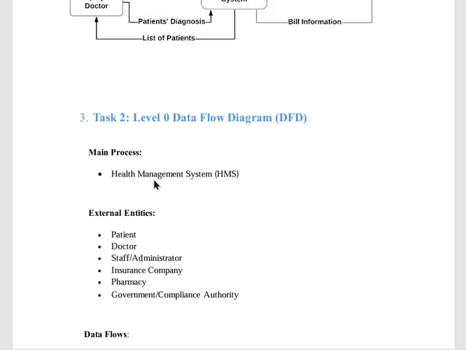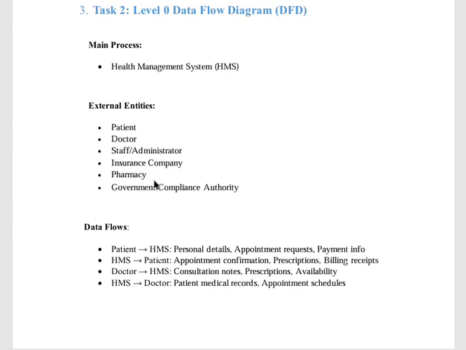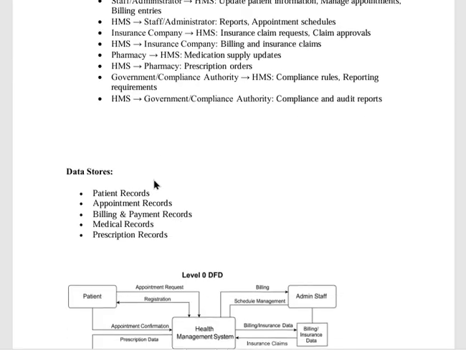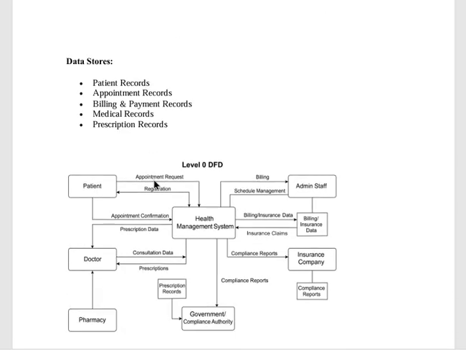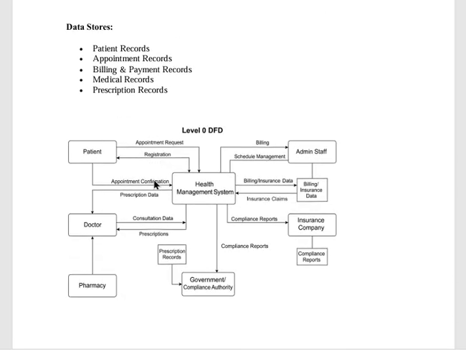Further, in task 2, I created the level 0 data flow diagram. It shows how data moves between the users and the health management system. I also added a new user called government or compliance authority. It shows important data stored like patient records and billing records. And this is my level 0 data flow diagram, DFD.